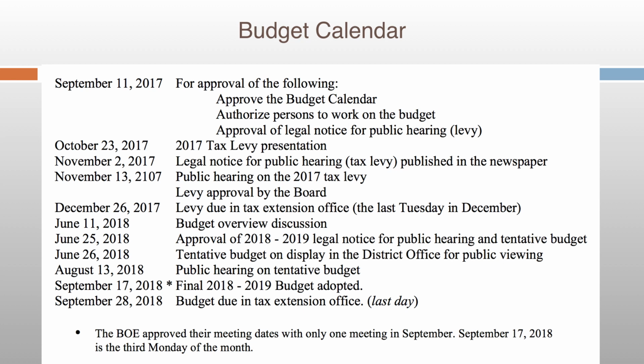The following is our budget calendar. As you can see, this calendar was approved last fall as part of the budget approval process. The June 11th date is our budget overview discussion. Our preliminary budget is in the early stages, and it is our goal to present a finalized and refined budget at the public hearing on August 13th, 2018.